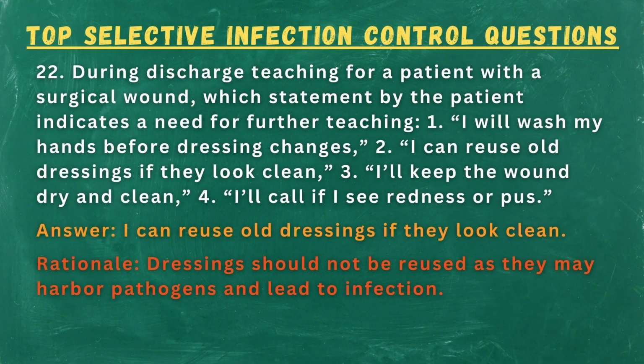22. During discharge teaching for a patient with a surgical wound, which statement by the patient indicates a need for further teaching? 1. I will wash my hands before dressing changes. 2. I can reuse old dressings if they look clean. 3. I'll keep the wound dry and clean. 4. I'll call if I see redness or pus. Answer: I can reuse old dressings if they look clean. Rationale: dressings should not be reused as they may harbor pathogens and lead to infection.